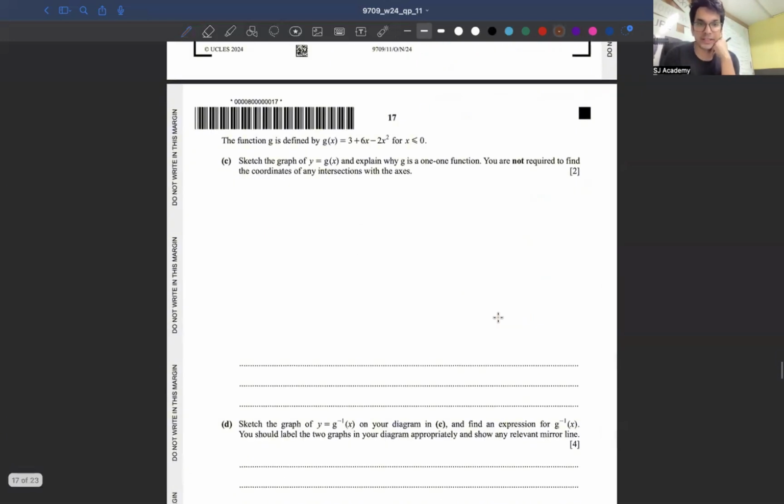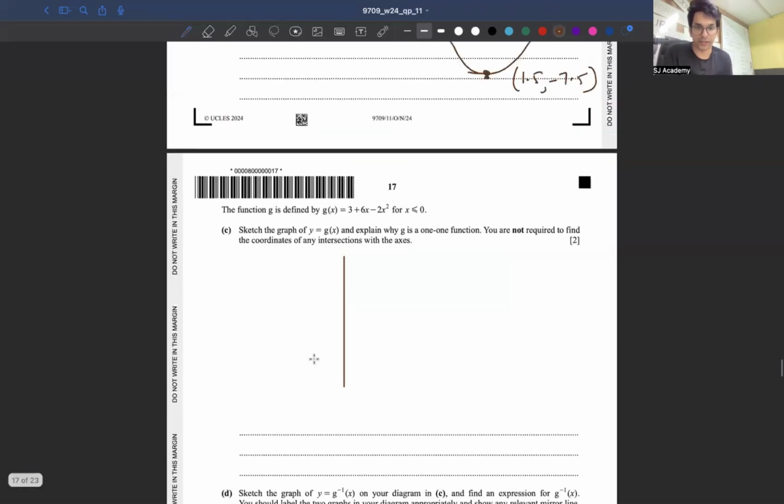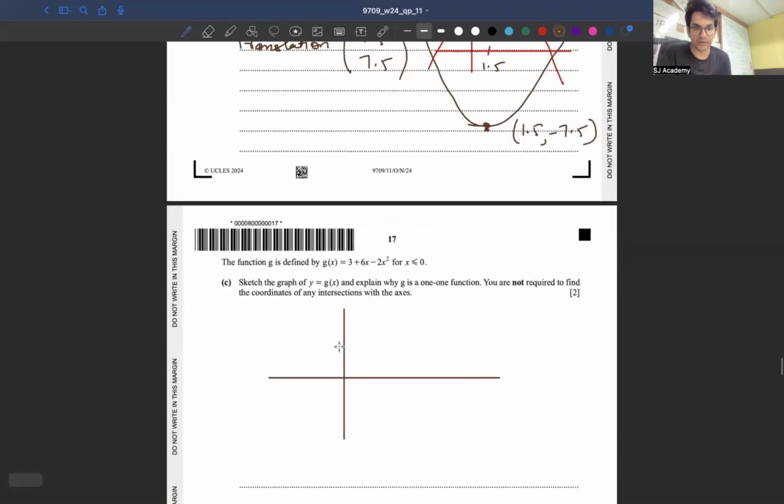In part C, it says that the function g is defined by 3 plus 6x minus 2x squared for x less than or equal to 0. We have to sketch the graph of g of x and explain why g is a one-to-one function. Now, this g of x is exactly the same as the f of x function, and the turning point is at 1.5 and minus 7.5. However, as it is only x less than or equal to 0, we'll just make this part over here.